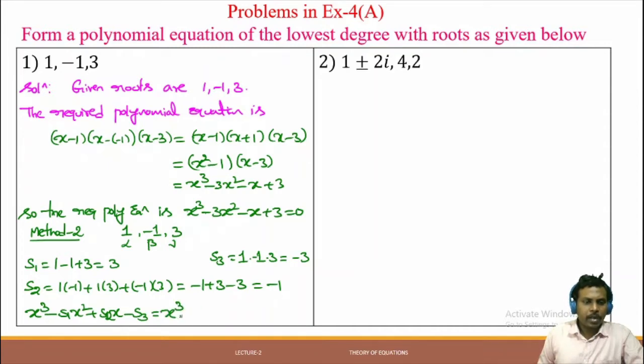minus S1. What is S1 here? Minus 3x square plus S2. S2 is what? Minus x minus S3. Minus S3 is minus of minus 3. So that is equal to 0, which is same as this one. So this is the final answer.